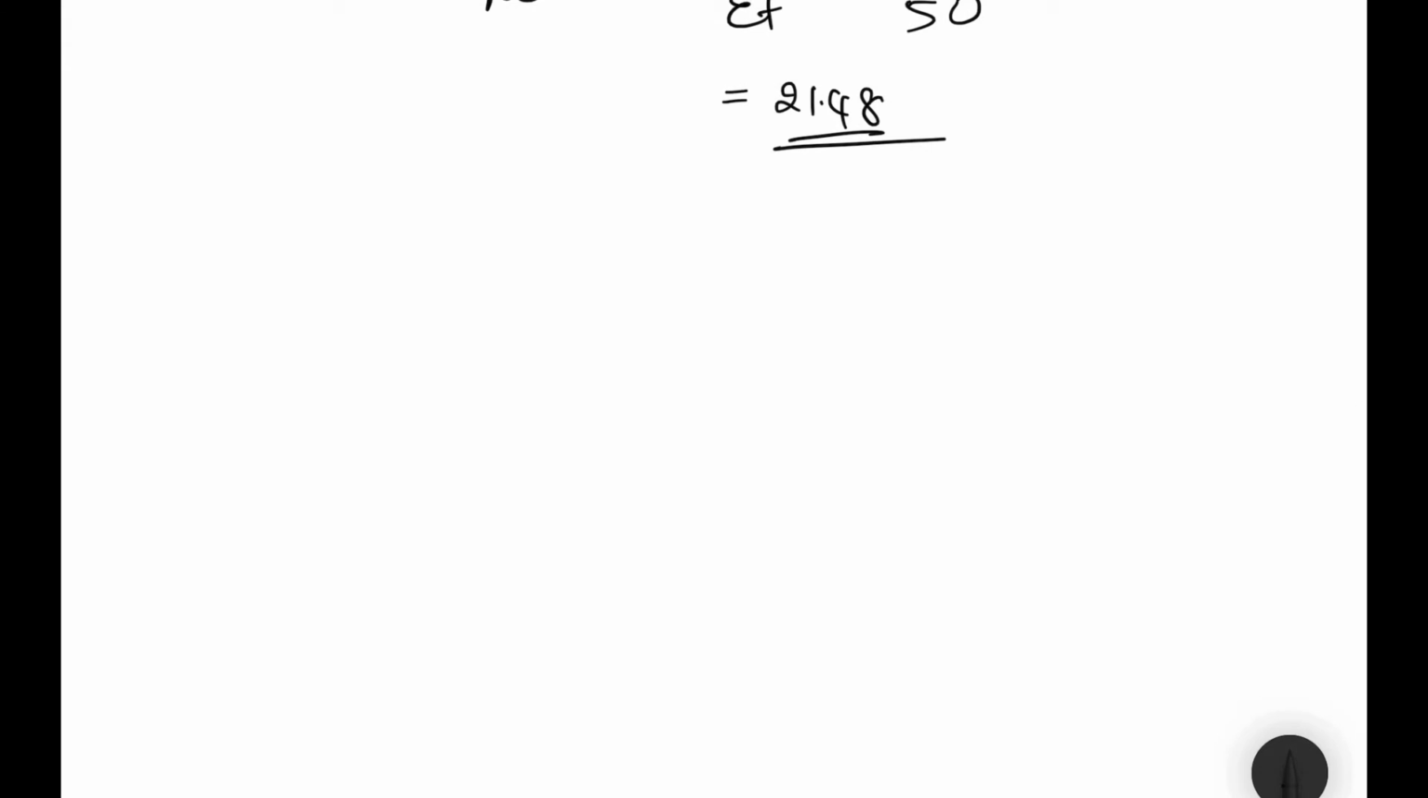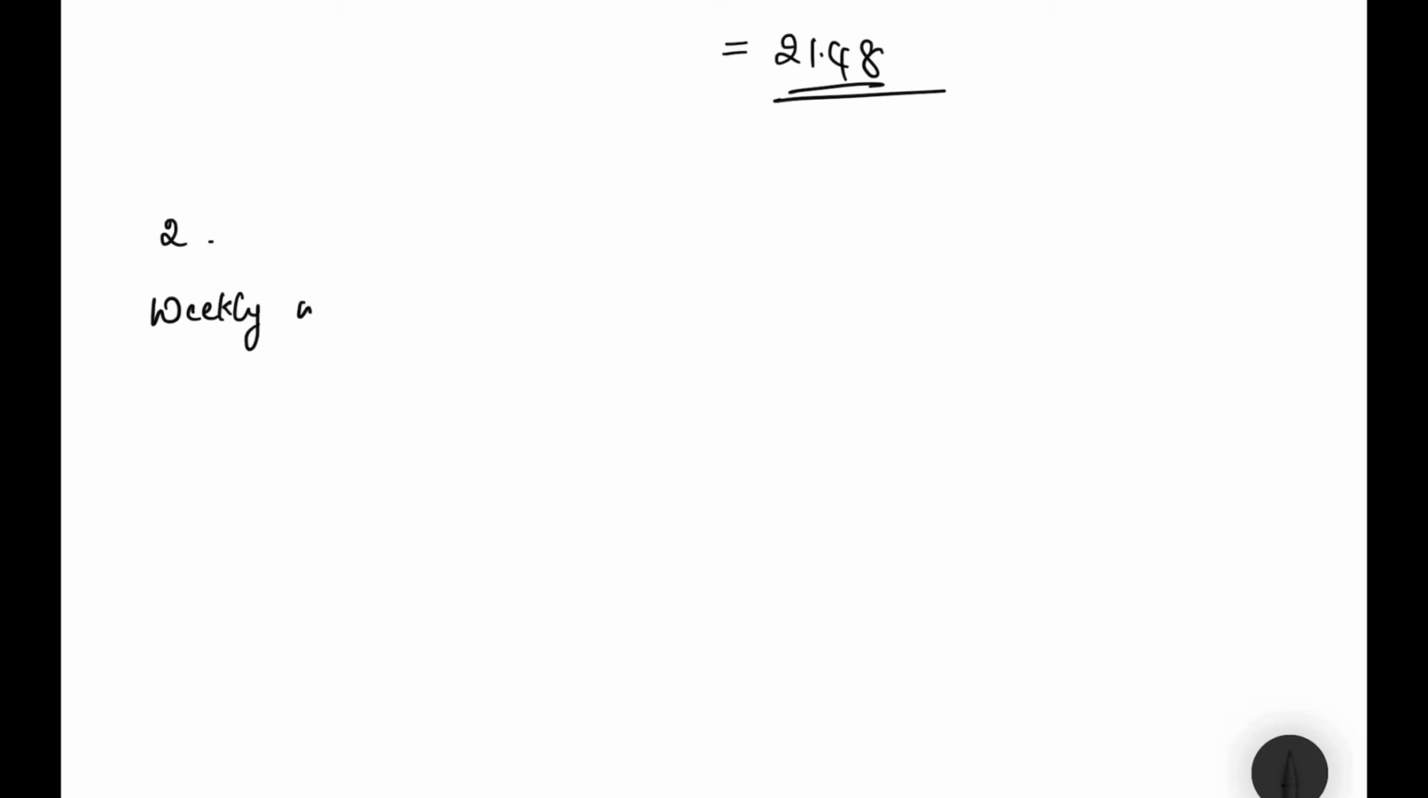Now coming to the second question, you have to find the mean by both the direct method and the shortcut method. So with this question I can explain both methods. Let me write weekly wages, it's a long question. Wages is given, then the number of workers is given.